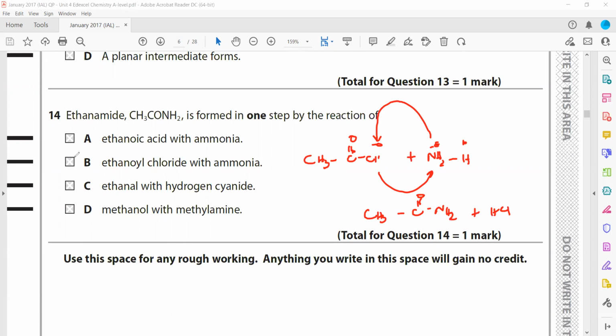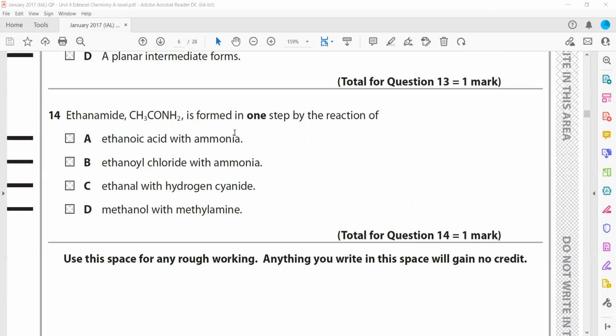So the ethanoyl chloride plus ammonia mixture is the answer. Ethanal with hydrogen cyanide increases the number of carbons. And methanol, an alcohol, with methylamine: the same idea, it will form amines, but it will not form an amide. Amine will be there, but not amide.